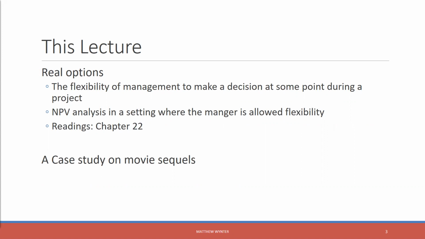Real options are the ways that managers can use flexibility within their decision making to actually change the NPV analysis of these underlying investments. The best thing to read for this will be chapter 22. And a really easy way to think about this, which hopefully feels very intuitive, is to think about a movie sequel. So let's do an example.